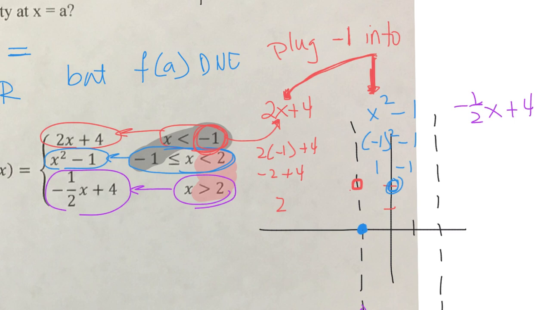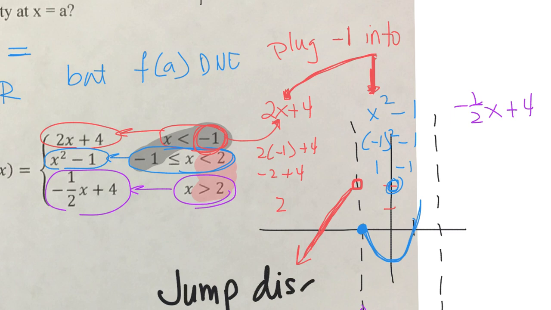Our graph would look like something like this. So here's your 2x plus 4 graph. It's a linear. Your quadratic would look something like this-ish. So there's a gap here. And what kind of a gap is there? Well, it's a pretty big gap. So what we're going to write is there is a jump discontinuity at x equals -1. Because one y value is +2, the other y value is 0, so there is a large jump in your y values at x equals -1.